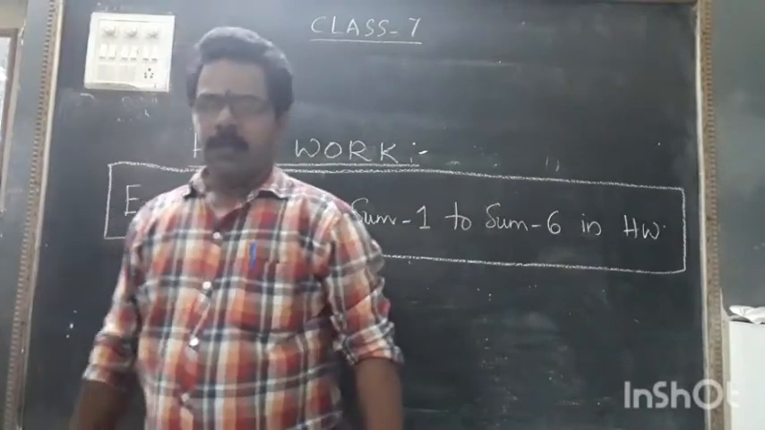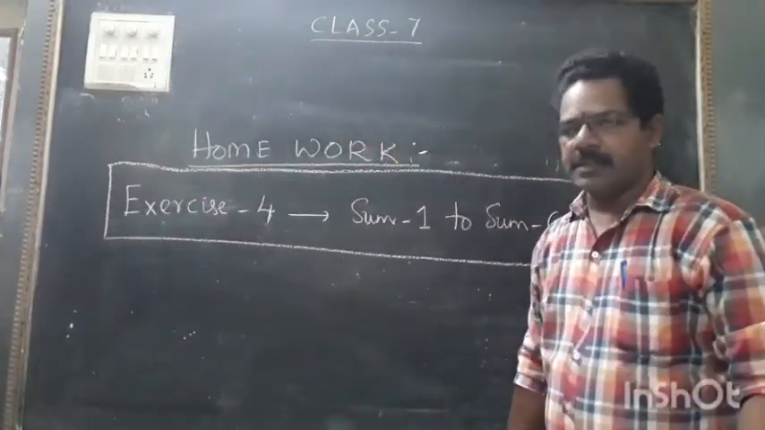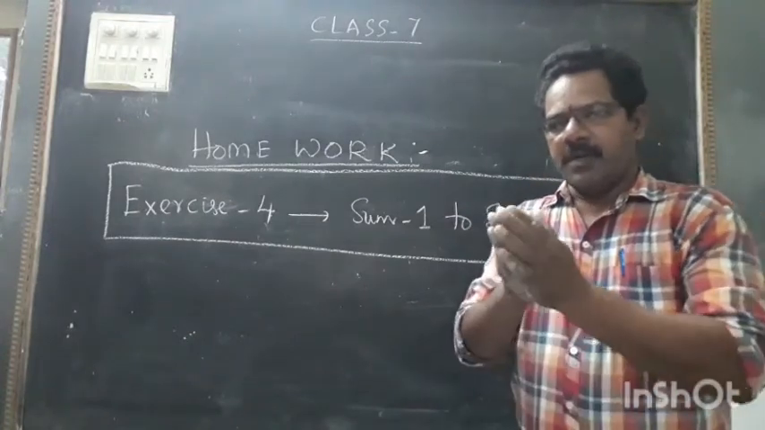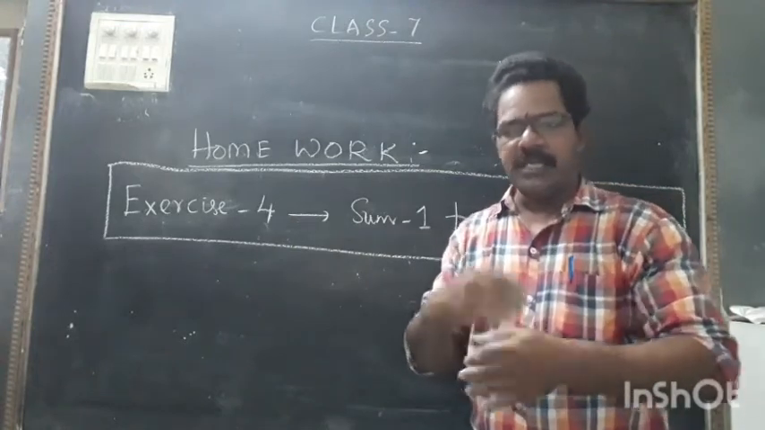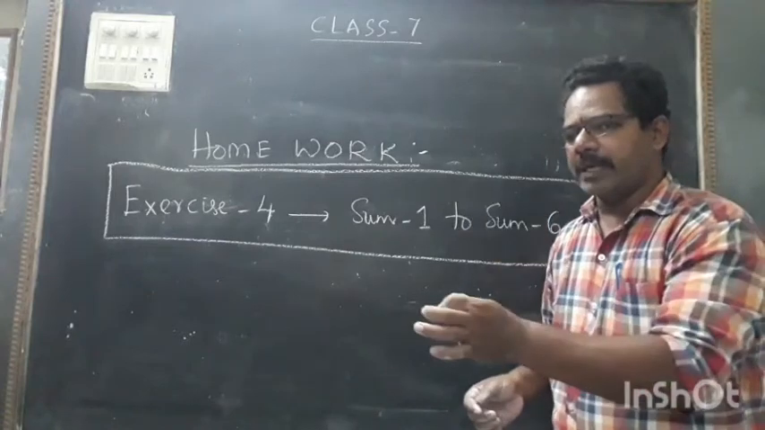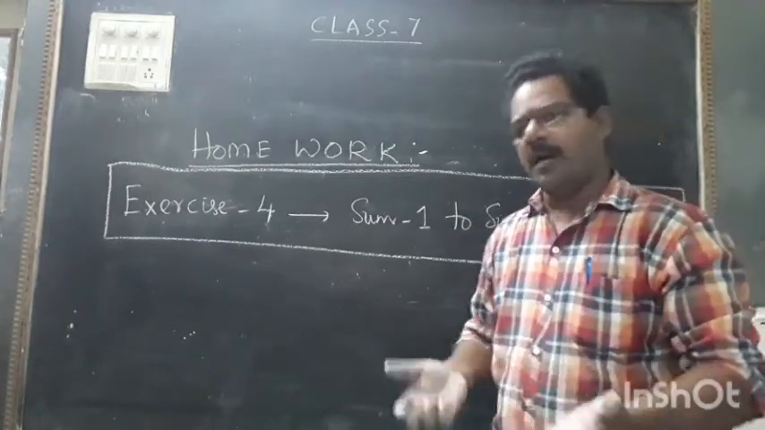Okay, children. We completed exercise 4. So now what we have to do is the same exercise which I explained to you. If you have not understood, repeat the video once again. Watch the video once again and once again, till you get the clarification of doubts. If you have any doubt, you can call me and get the answers.